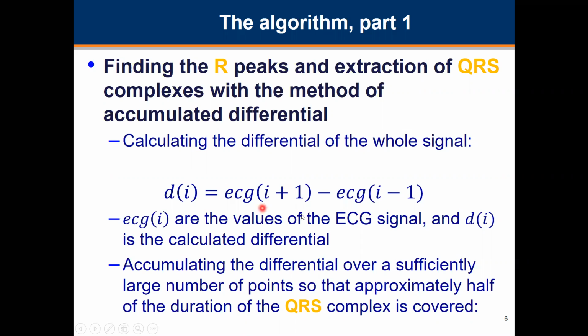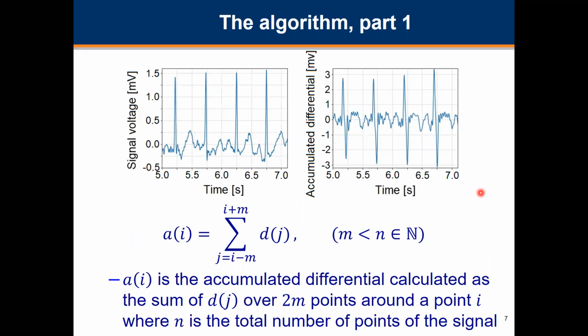Formula 1, where ECG are the values of the ECG signal and D is the calculated differential. While in Formula 2, A is the accumulated differential calculated as the sum of D over 2m points around the point i, where n is the total number of points.